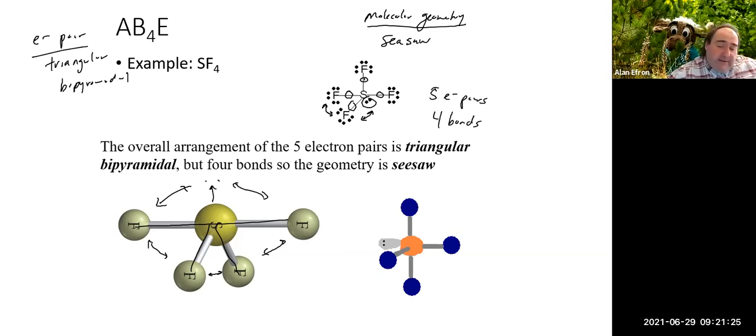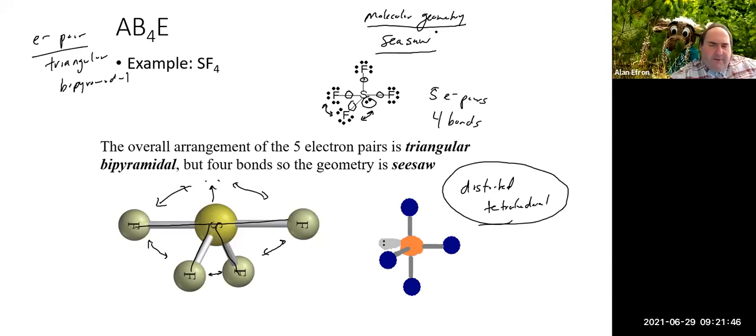Now, in terms of this guy, I believe your book goes with seesaw. Some other books, and older ones as well, sometimes refer to this as a distorted tetrahedral. It's another name that sometimes pops up, but I believe our book and most of the newer books go with seesaw for the shape of it. Sometimes distorted tetrahedral will come about, and that's basically this arrangement, but we'll go with seesaw here for ours.